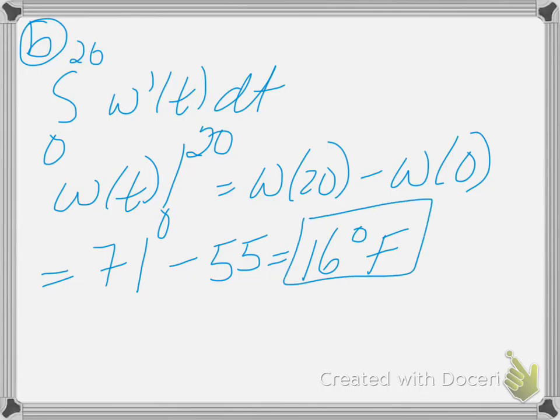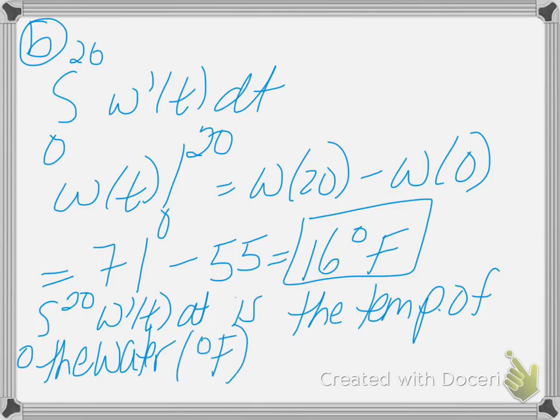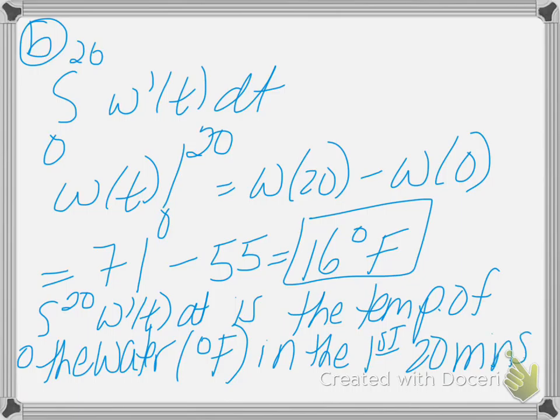And then using correct units, interpret the meaning of this. You would say the integral from 0 to 20 of W prime dt is the temperature of the water in degrees Fahrenheit in the first 20 minutes. You have to make sure you say in the first 20 minutes, otherwise maybe this is the temperature of the water after 30 minutes. So you have to make sure you specify that.